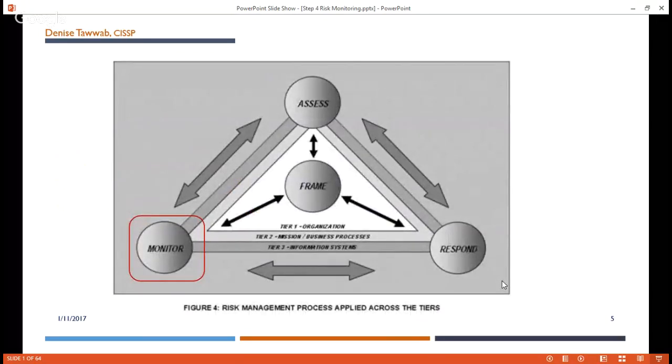Here again, we look at the risk management process applied across the tiers. We have the framing step, assess, respond, and monitor. And if you notice, the arrows go in several different directions, and that is because the process is not linear, it's iterative, and each step informs the other 3 steps.